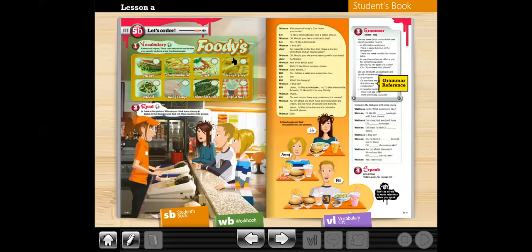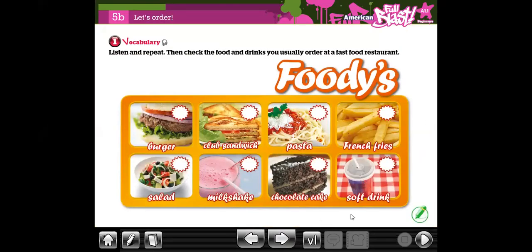So we're going to start here. Okay, here we're going to talk about this. Let's order. In this case, we'll talk about maybe in a restaurant, in a fast food restaurant. We're going to start. Let's order. Pay attention. Here we have some vocabulary, but we're going to check it here, okay? You're going to listen and check in the correct order, okay? What is the correct order for each picture, okay?